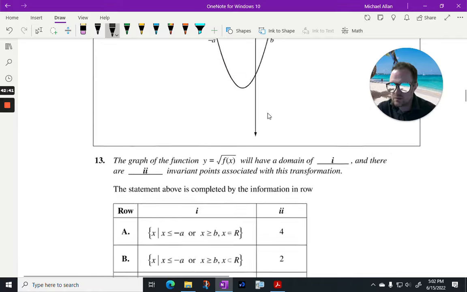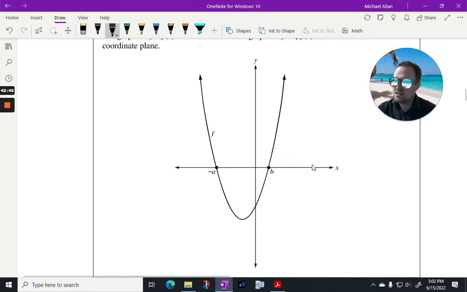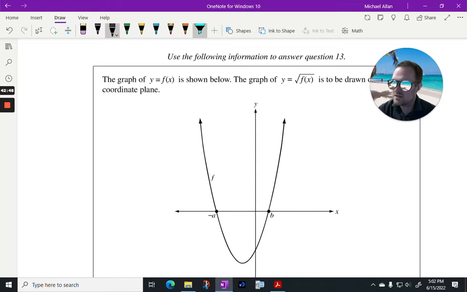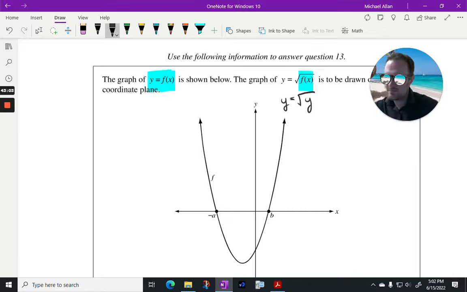So what do we have to do? Invariant points and domain. Okay. So remember that when I take the square root, look at this graph up here. This is saying this is equal to f of x, and here's f of x. So what this is actually saying is you're taking the square root, the y values are just the square root of the y values of the old graph, of course. So this is f of x here. I just want to take the square root of my y values.